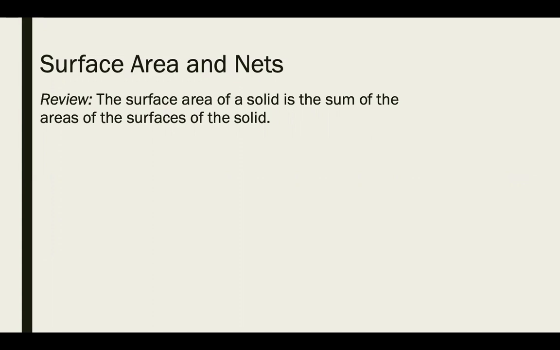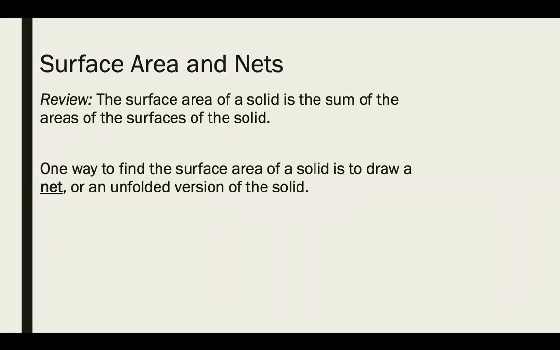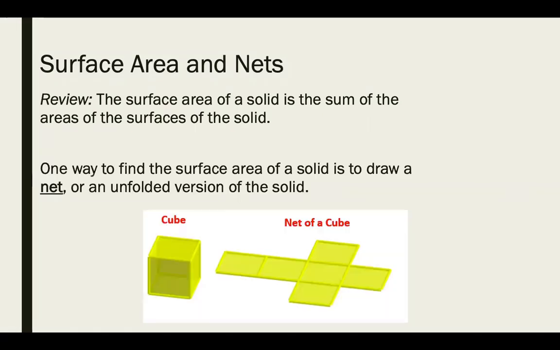And so one way to do this is to think about each of these sides individually. And to do that, we would draw something called a net. So a net is basically just an unfolded version of a solid. So if we have this cube and we were to take apart the box and flatten it out, it would look like this. We would have the 6 different sides and they'd form this shape of a cross. In order to find the surface area of the solid, we need to find the area of each of these rectangles here.